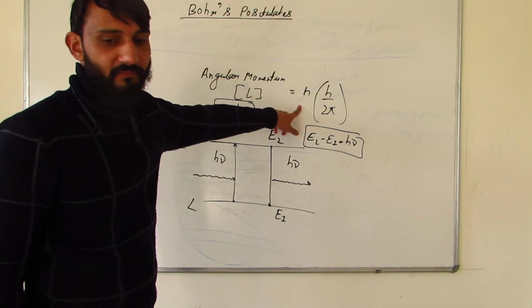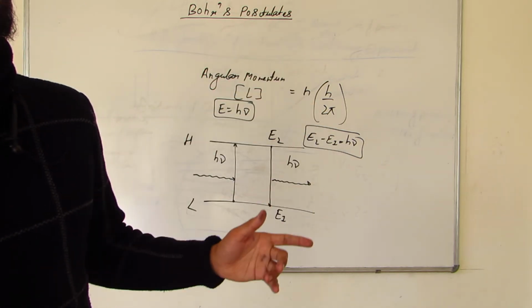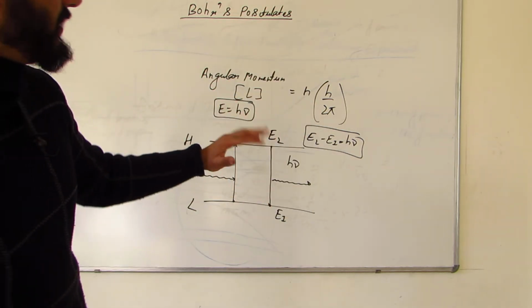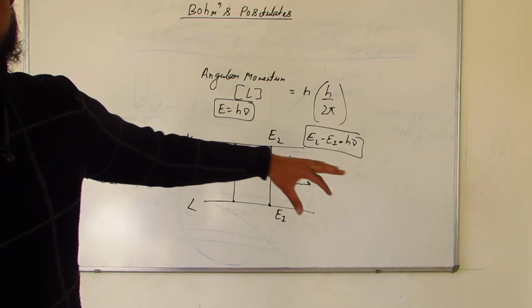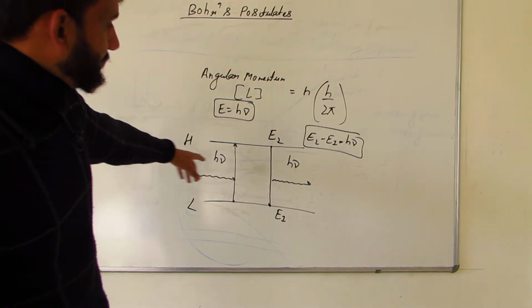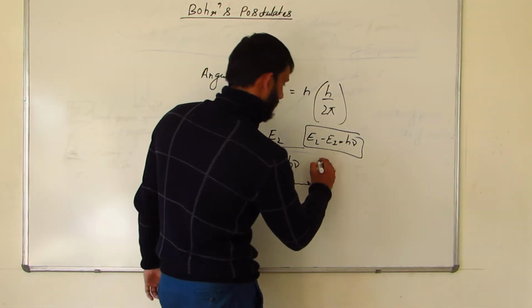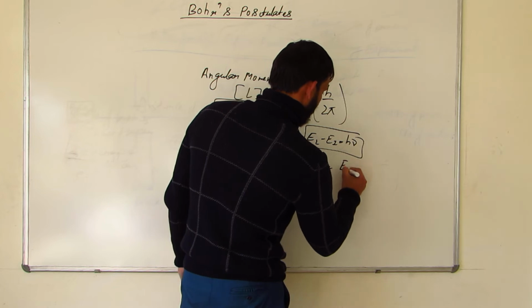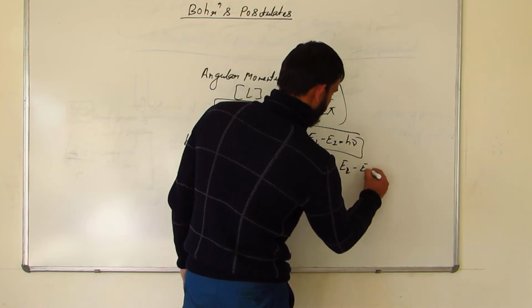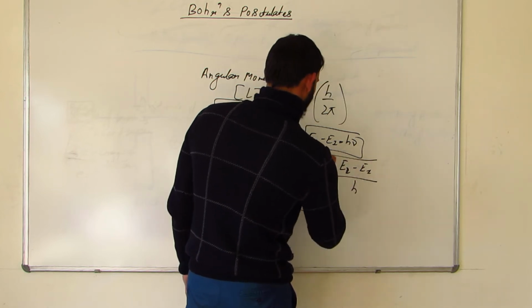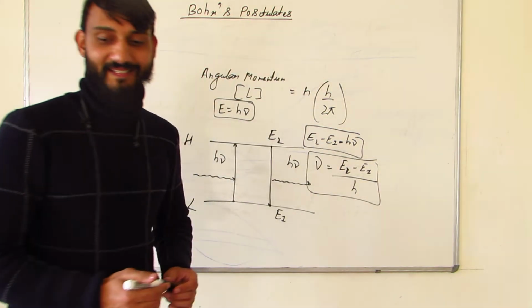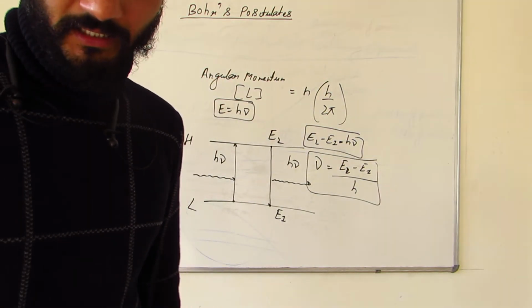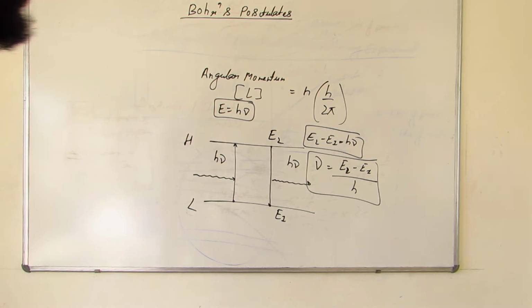This angular momentum is what we call Bohr's quantization condition, because the angular momentum is being quantized. In the second case, if you take out the frequency, it will be E2 minus E1 by h, and this is what we call Bohr's frequency condition. So this was Bohr's theory.